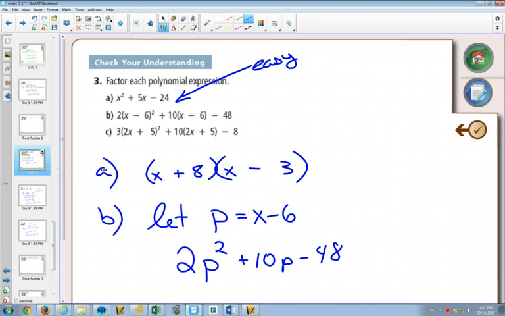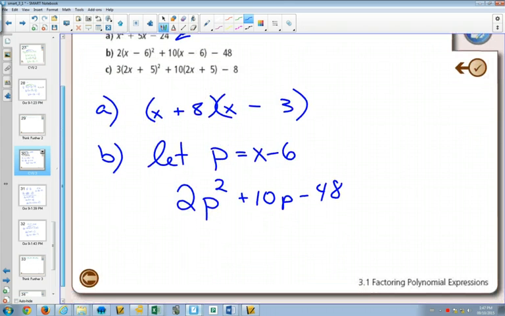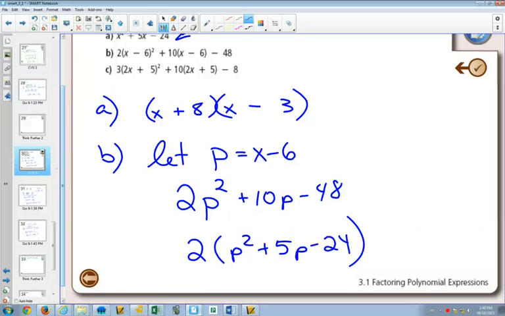And we've changed it from a hard-looking factoring one to a factoring one we've done before. Now we can factor with P. First of all, I hope you can see that there's a common factor. There's a 2 in all of them. So you can factor that 2 out, leaving us with P squared plus 5P minus 24.